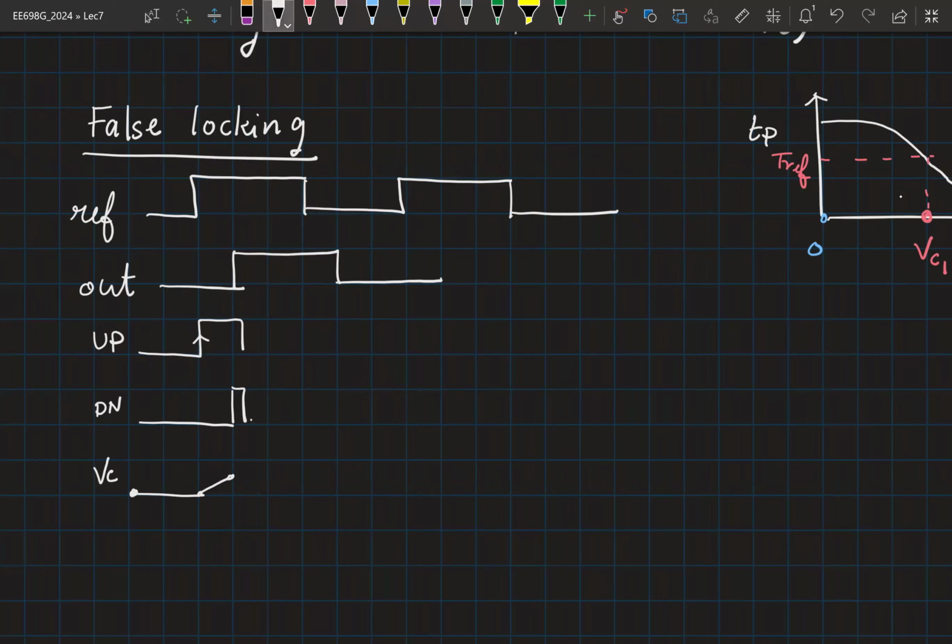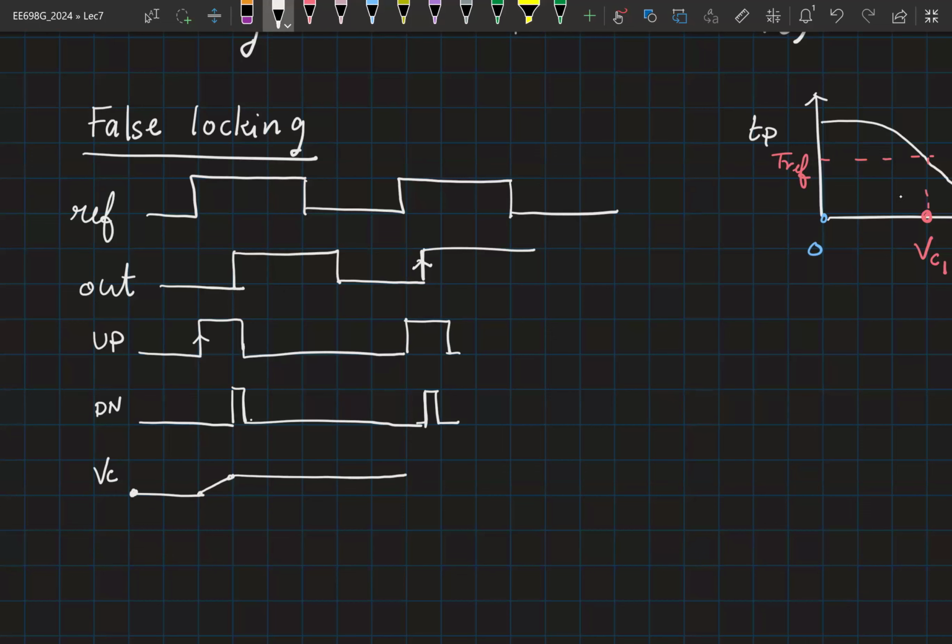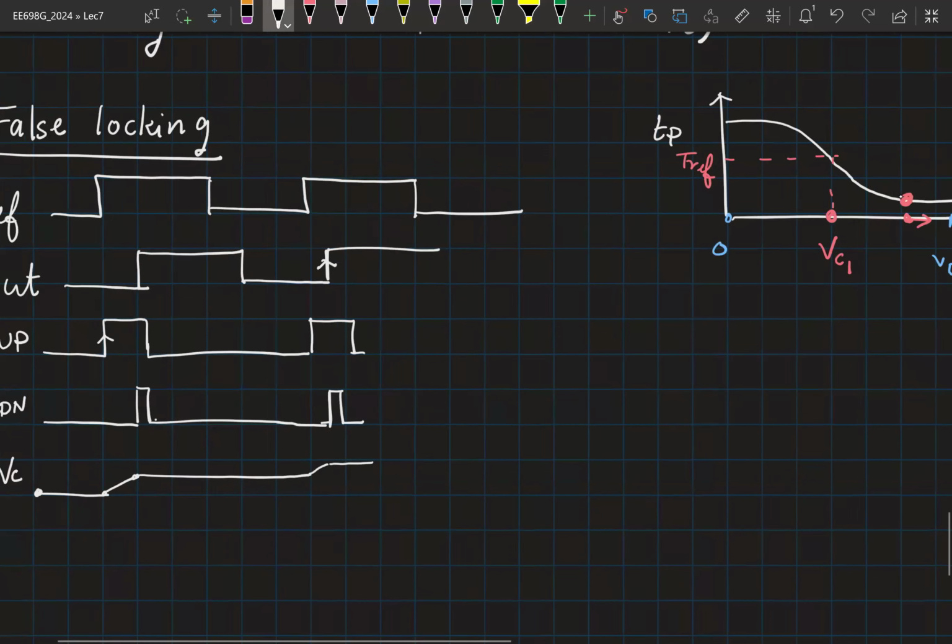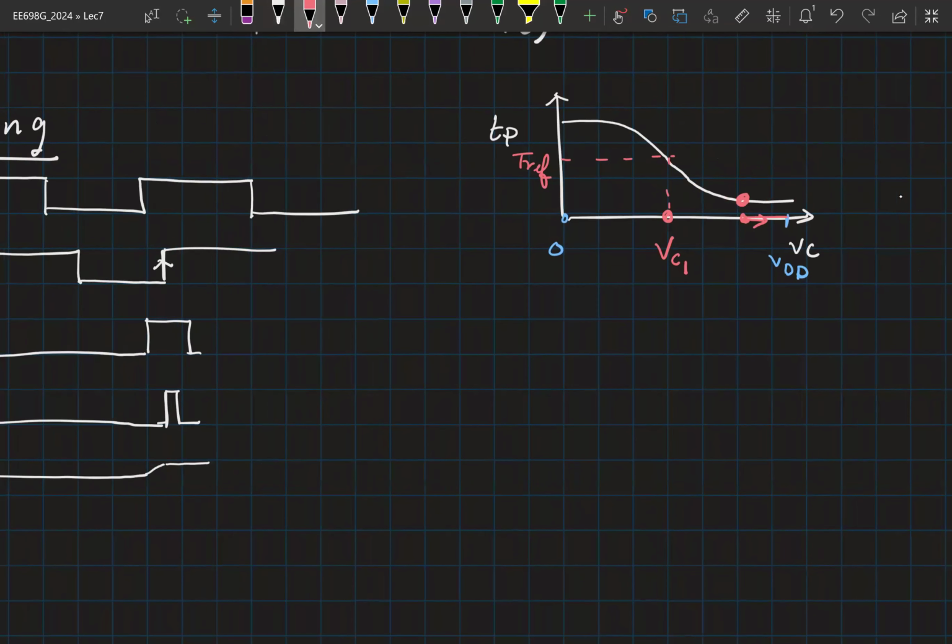So because VC has now increased, the next edge is going to happen a little earlier than before. And corresponding to that, again, you'll see that the VC is increasing. The reset periods have become shorter. Again, corresponding to this, the VC is increasing. So eventually, this will go and settle to the maximum value that it can possibly take. So in this particular scenario, I told you that it can go till VDD, which means it is going to settle here now. And that corresponds to some minimum delay for the VCDL.